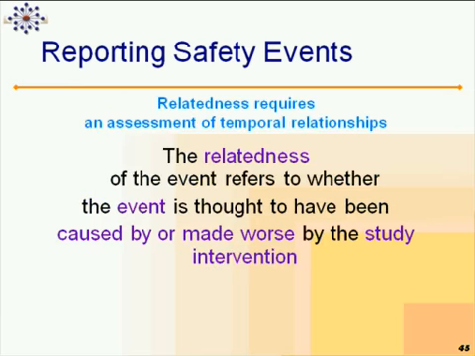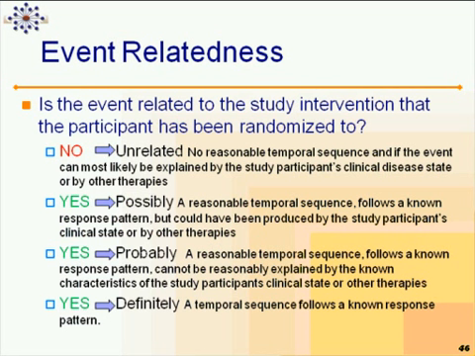The relatedness of the event refers to whether the event is thought to have been caused by or made worse by the study intervention. Is the event related to the study intervention that the participant has been randomized to? Regardless of what you choose, it all boils down to either yes or no. Unrelated, no. Possibly related, yes. Probably related, yes. Definitely related, yes.